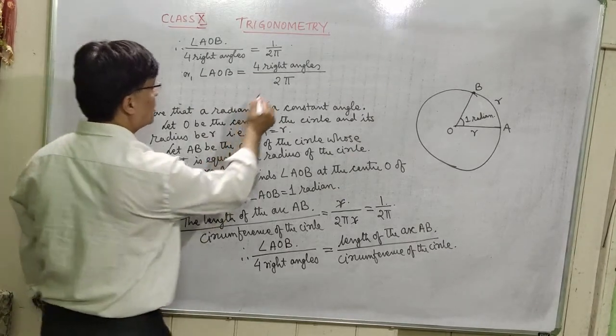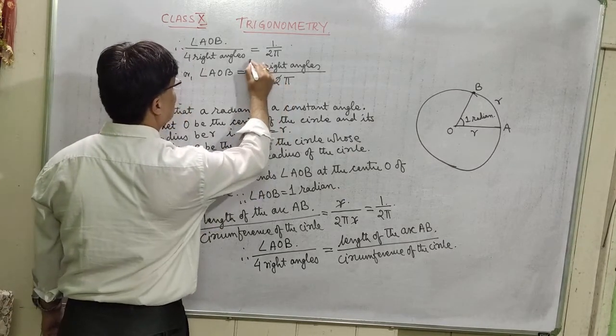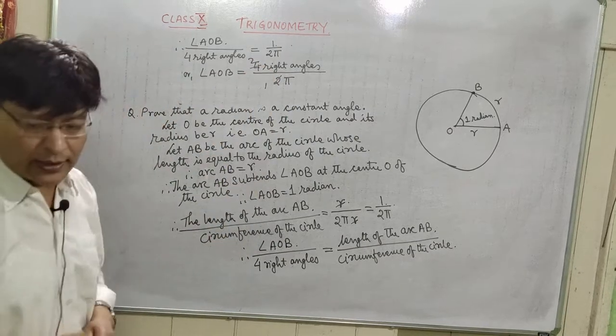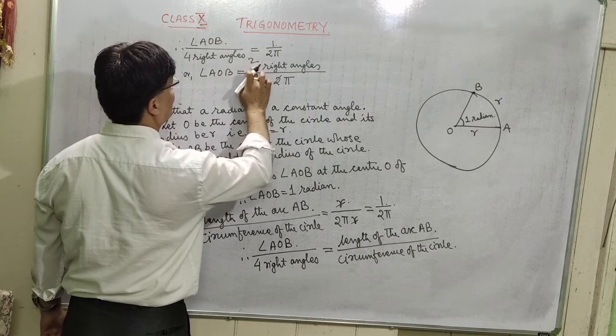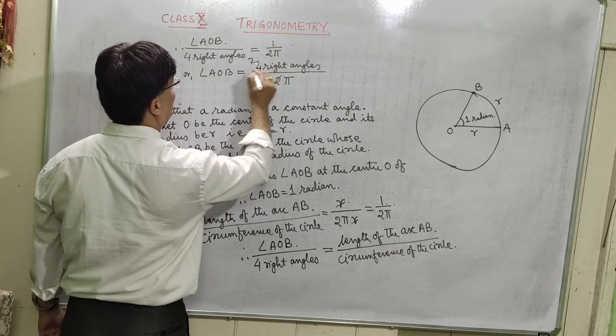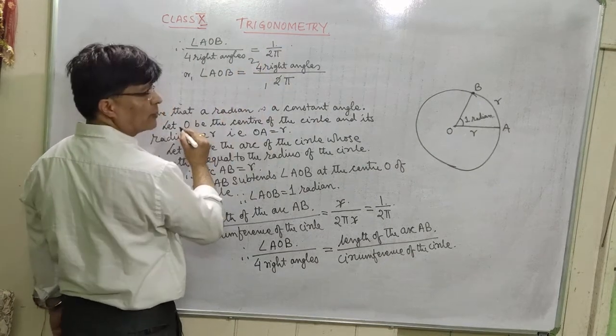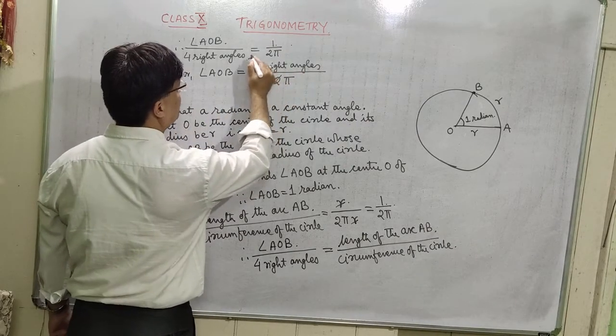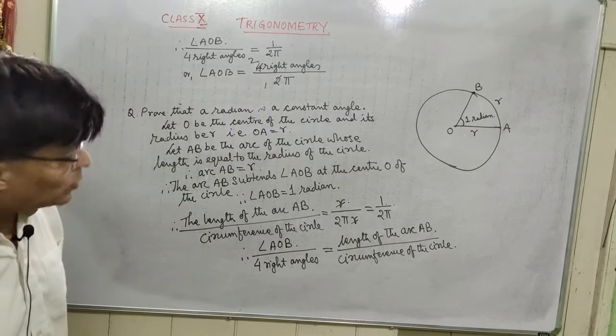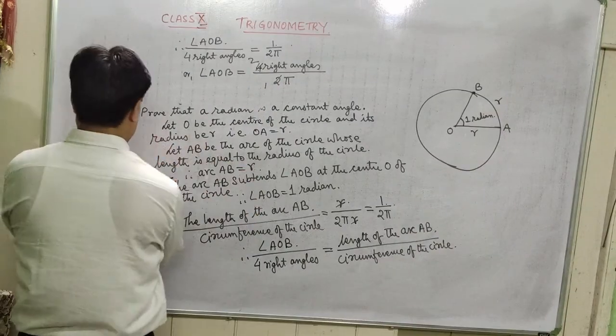Okay. So here you can cancel, 2 1s are 2, 2 2s are 4, right? So we are cancelling here. Is that clear? That is, this is your 4 right angles cross multiplied by 1. This is 4 right angles divided by 2 pi. 2 1s are 2, 2 2s are 4. So it is 2 right angles divided by pi.